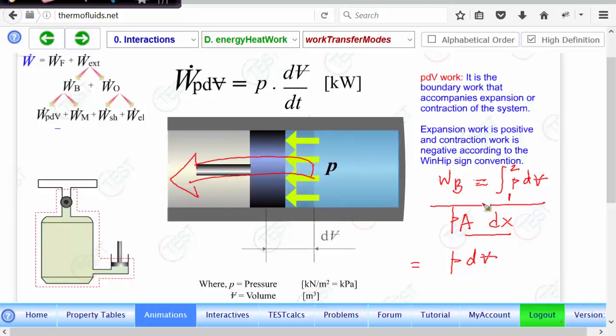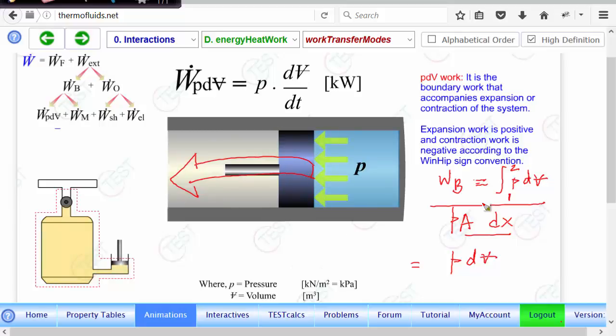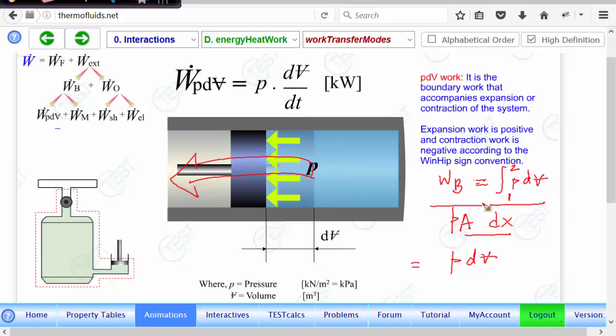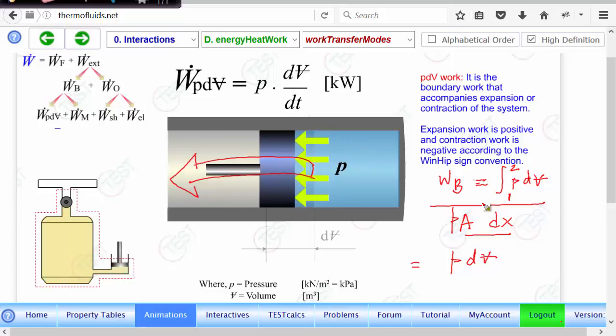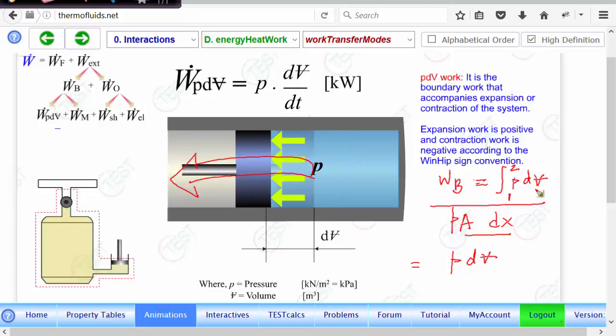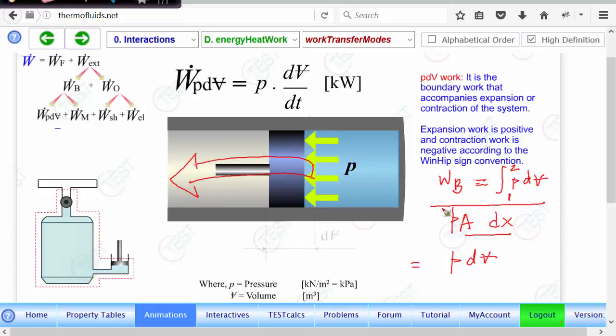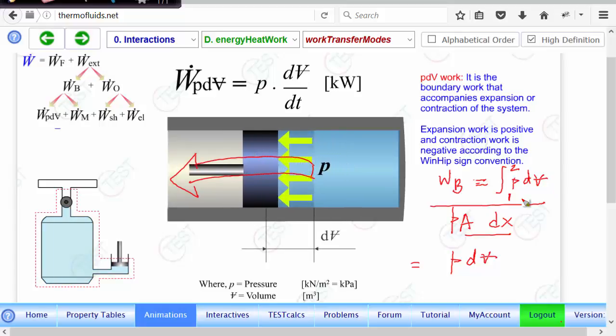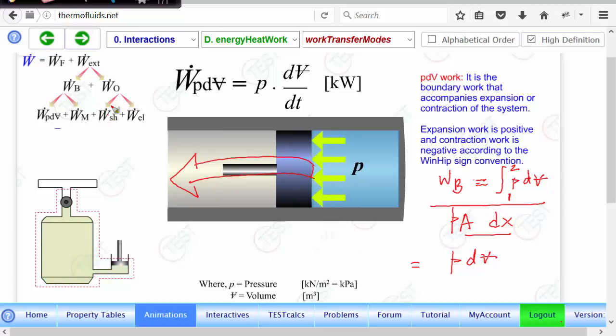Let's cover different kinds. Mechanical and PDV work together is called boundary work. But generally, mechanical work is almost always absent. So we routinely call this PDV work boundary work in thermodynamics. Okay, so now let's take a look at the shaft work.